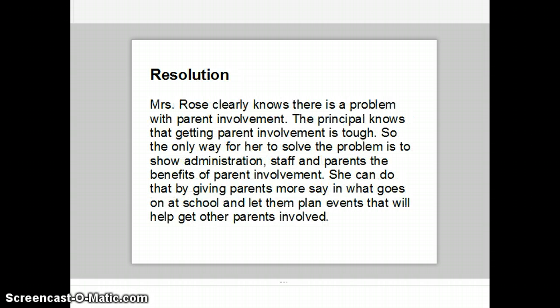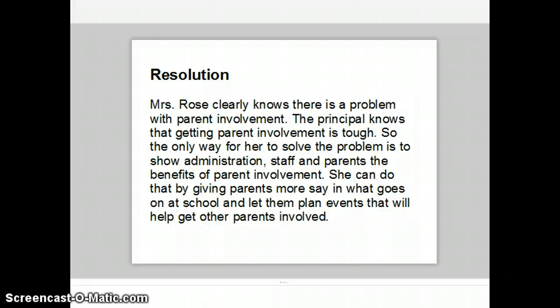the resolution. Mrs. Rose clearly knows that there is a problem with the parent involvement. The principal knows that getting parents involved is tough. He has had bad experiences in the past with parent involvement, so he's not quite on board yet. So the only way for her to solve the problem is to show the administration, staff, and parents the benefits of parent involvement in the school.